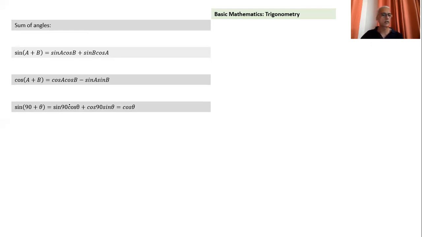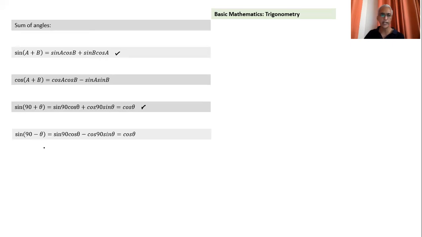Now we can substitute the value of 90. Sine of 90 is equal to 1 and cos of 90 is equal to 0. So this term will vanish and this will become 1. So sine of 90 plus theta is equal to cos theta. This also can be arrived at from here. And this is also an important relationship which is often used.